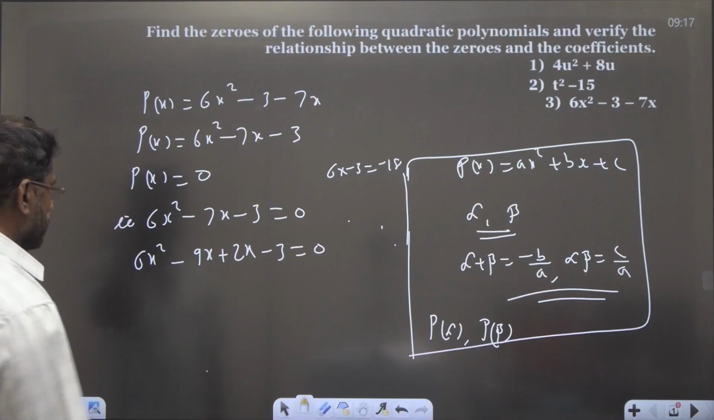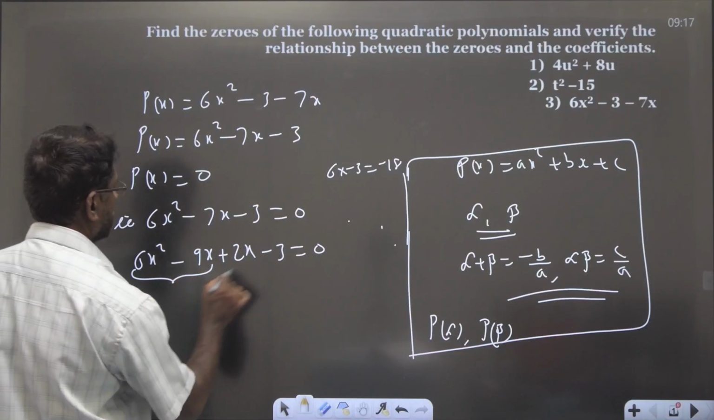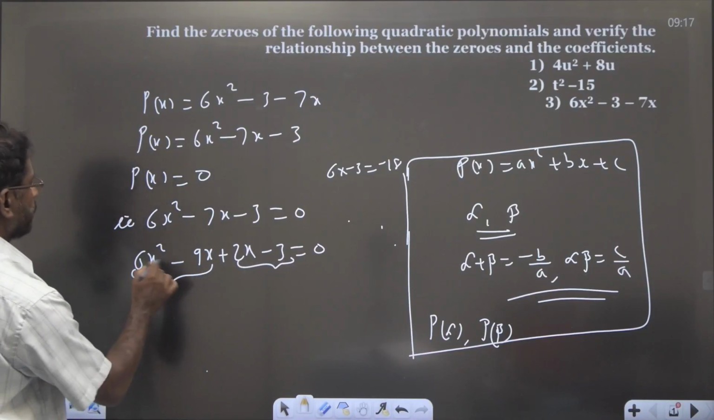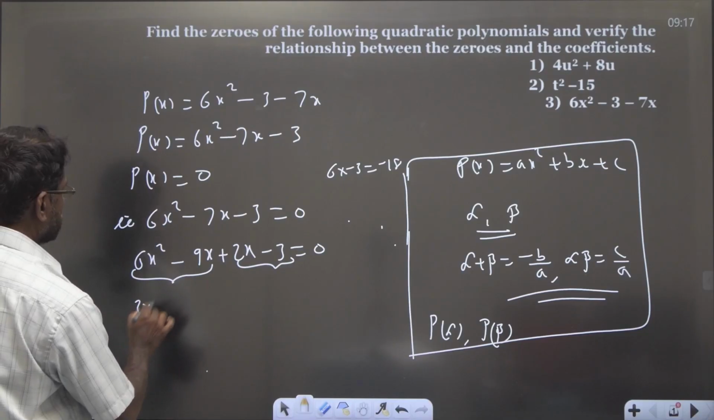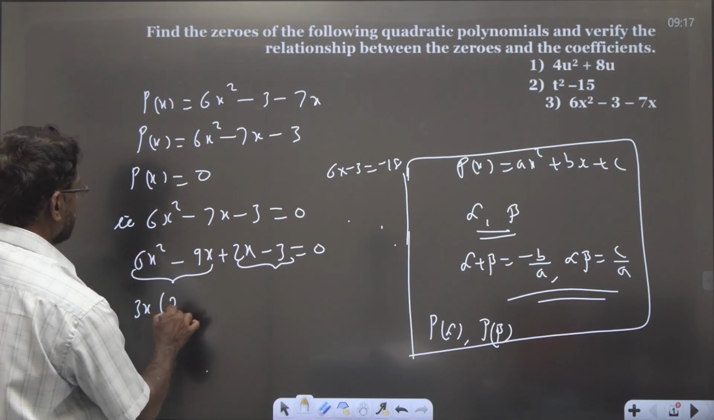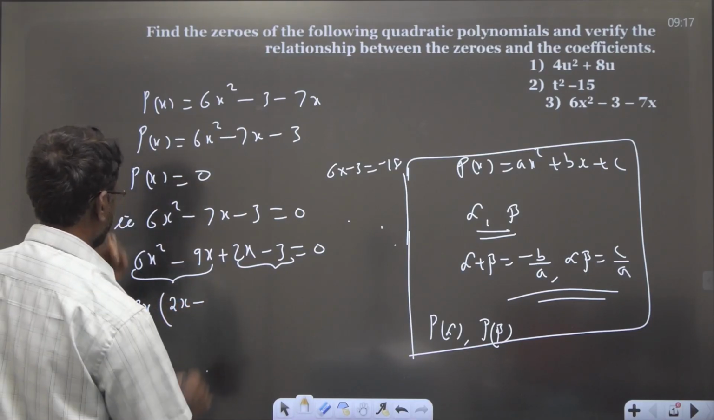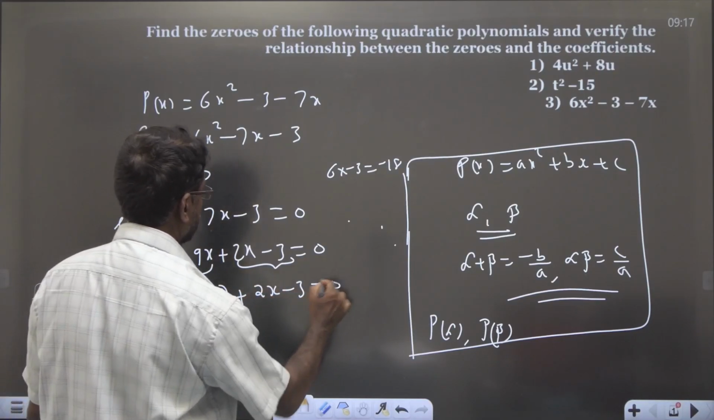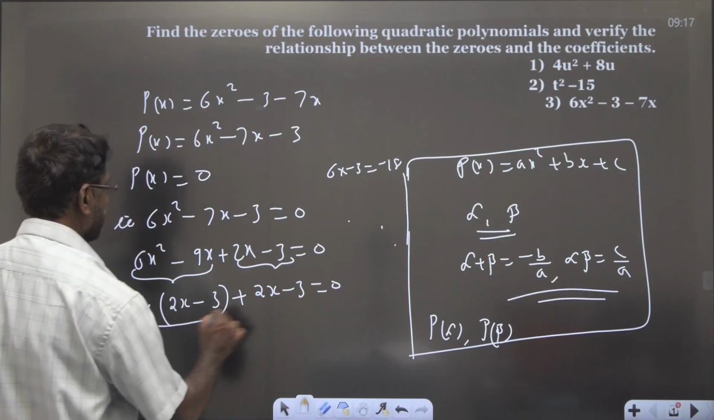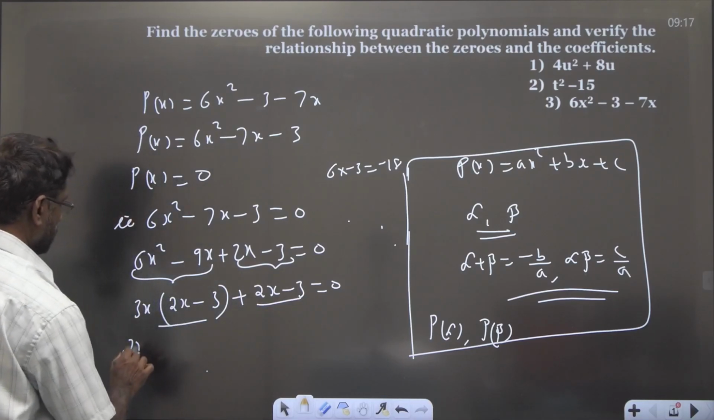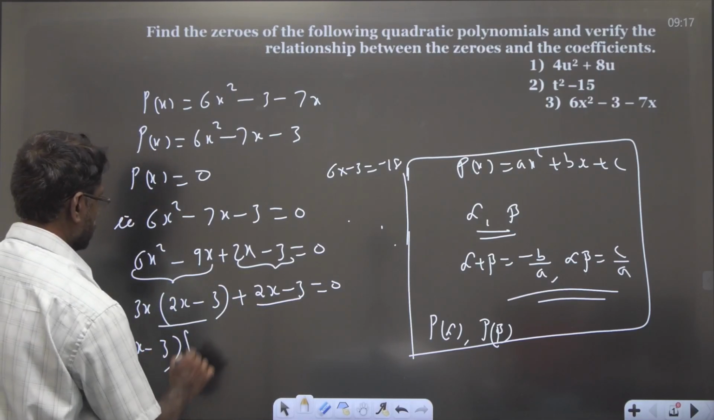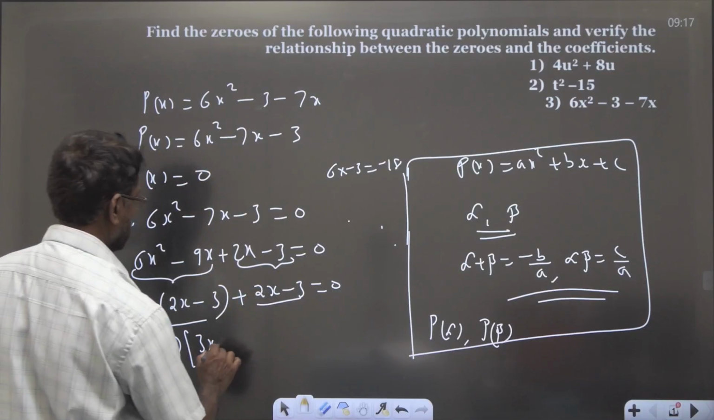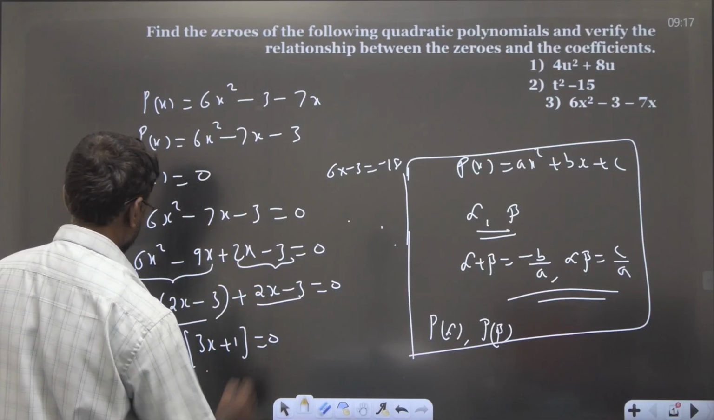So you can take the common factors like this. Here what is the common factor? 3x is the common factor, giving 3x into 2x minus 3 plus 1 into 2x minus 3 equal to 0. Again the common factor is 2x minus 3. So 2x minus 3 into 3x plus 1 equal to 0.